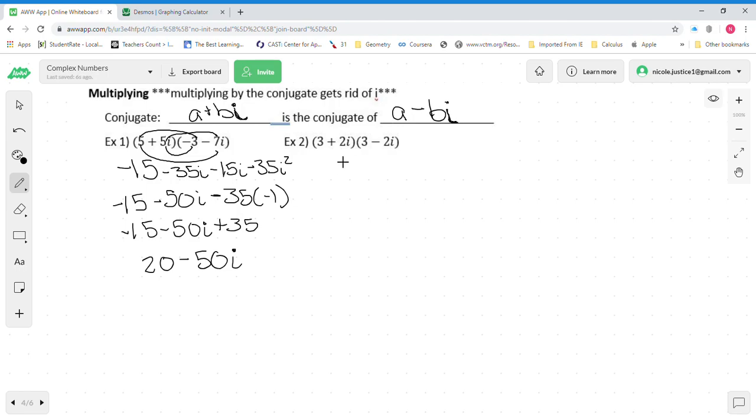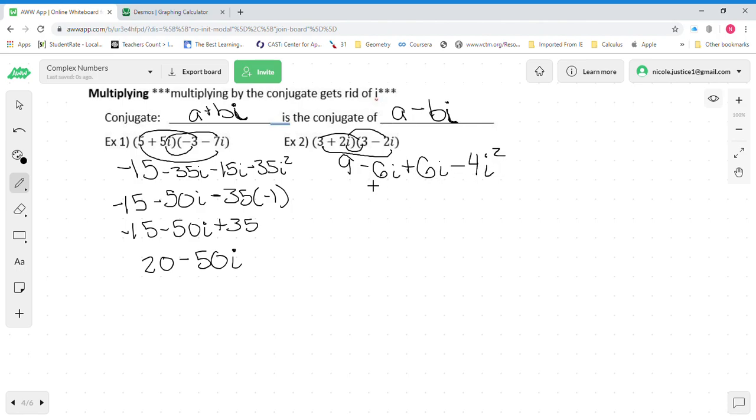If you notice on example 2, you're just multiplying the conjugates. Okay, so 3 plus 2i, 3 minus 2i. I'm going to do my FOIL again. So my first, 3 times 3 is a positive 9. My outers, 3 times negative 2i is negative 6i. My inners, 2i times 3 is a positive 6i. And then 2i times negative 2i is going to be negative 4i squared.